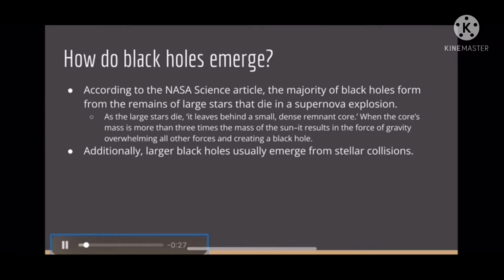How do black holes emerge? According to the NASA Science article, the majority of black holes form from the remains of large stars that die in a supernova explosion. As the large stars die, it leaves behind a small dense remnant core. When the core's mass is more than 3 times the mass of the Sun, it results in the force of gravity overwhelming all other forces and creating a black hole. Additionally, larger black holes usually emerge from stellar collisions.